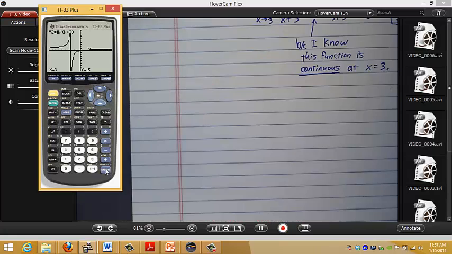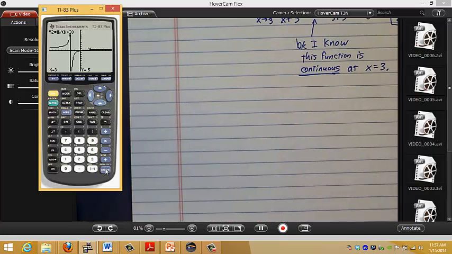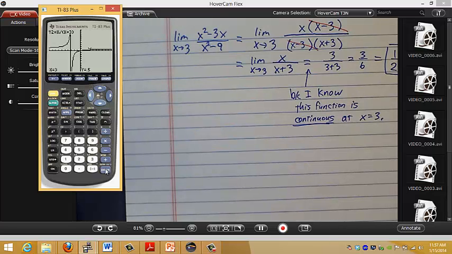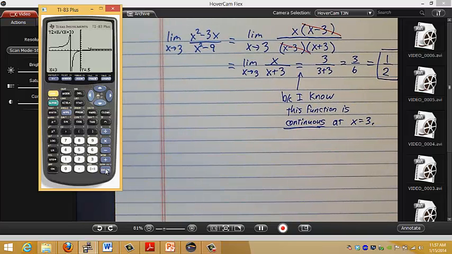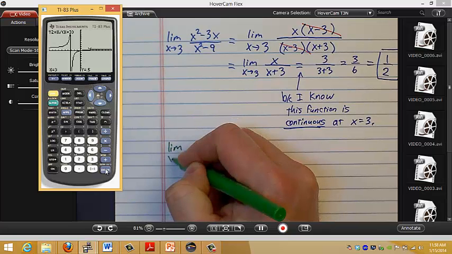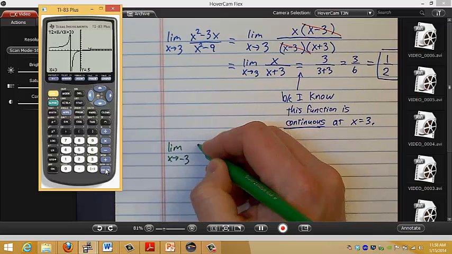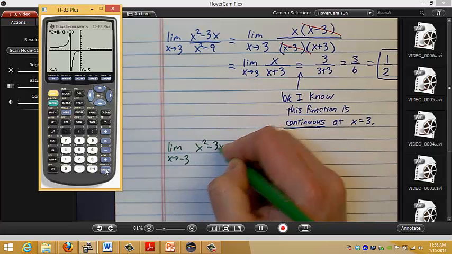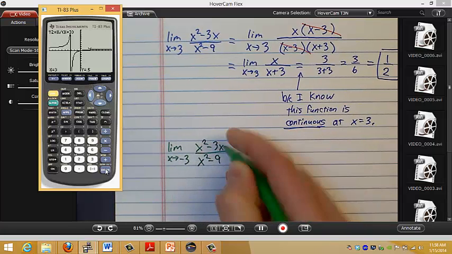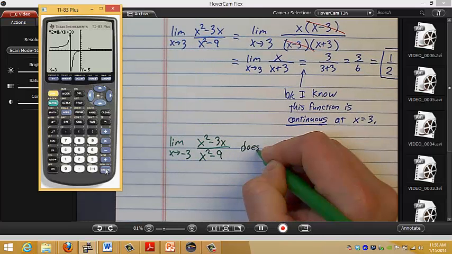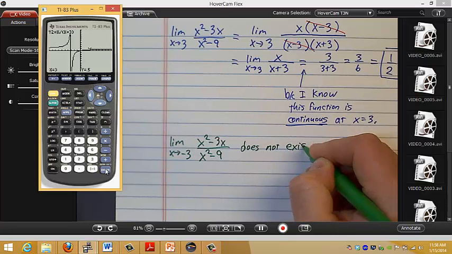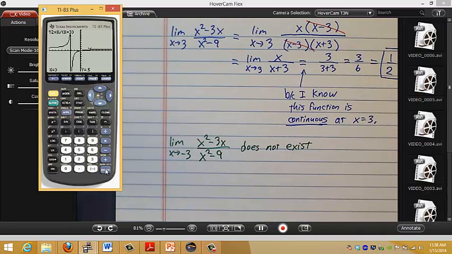Hey, by the way, it doesn't always work. It doesn't always work. What would happen if I said, let's compute the limit as x approaches -3 of this thing? Yeah, it does not exist. How do you see that? Well, maybe the best way to see it is graphically.